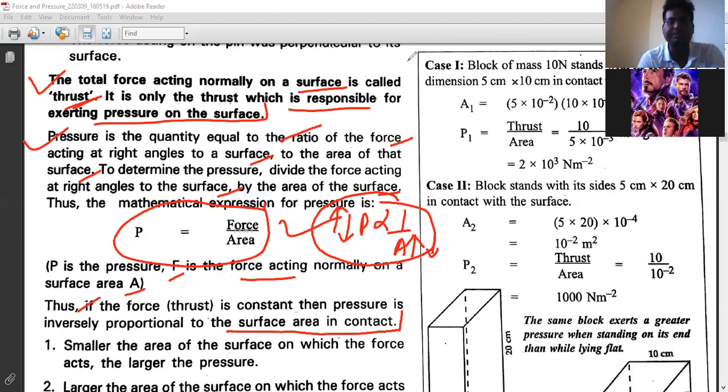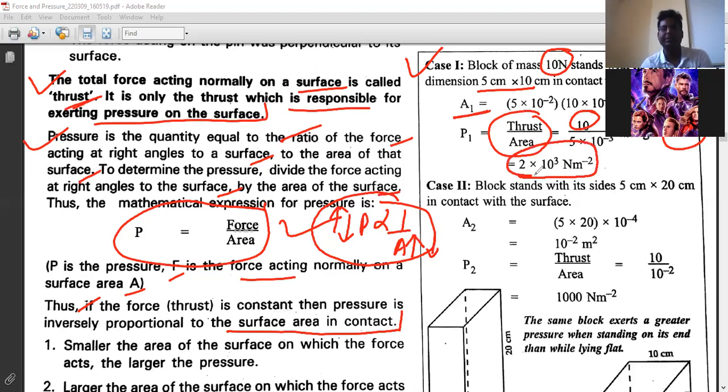So look at case one. A block of weight 10 Newton stands with the side of dimension 5 by 10 centimeter in contact with the surface. Its area will be 5 into 10 raised to minus 2 into 10 raised to minus 2. So the area is converted into meter: it will be 5 into 10 raised to minus 3 meter square. Pressure is thrust upon area. Thrust value is 10 and area is 5 into 10 raised to minus 3. So the final answer will be 2 into 10 raised to 3 Newton per meter square.